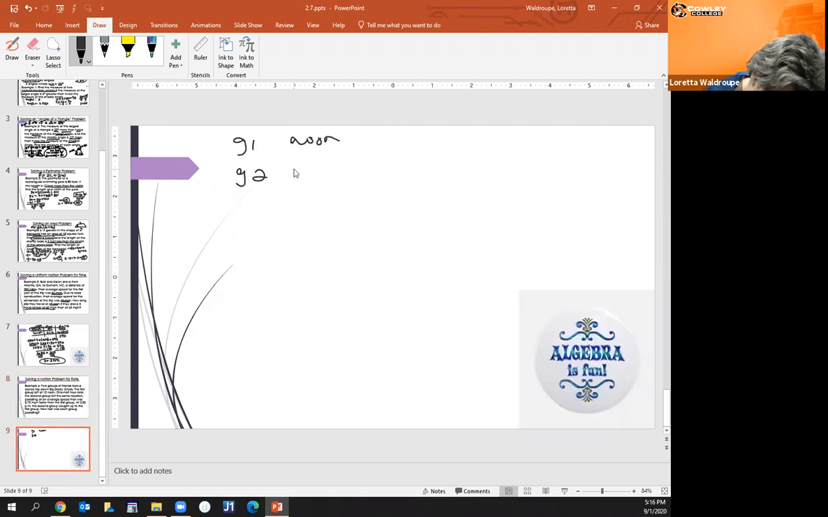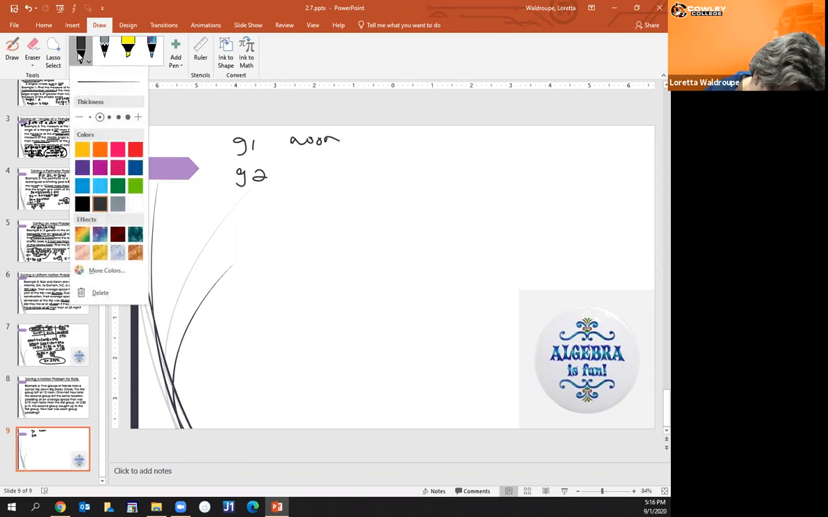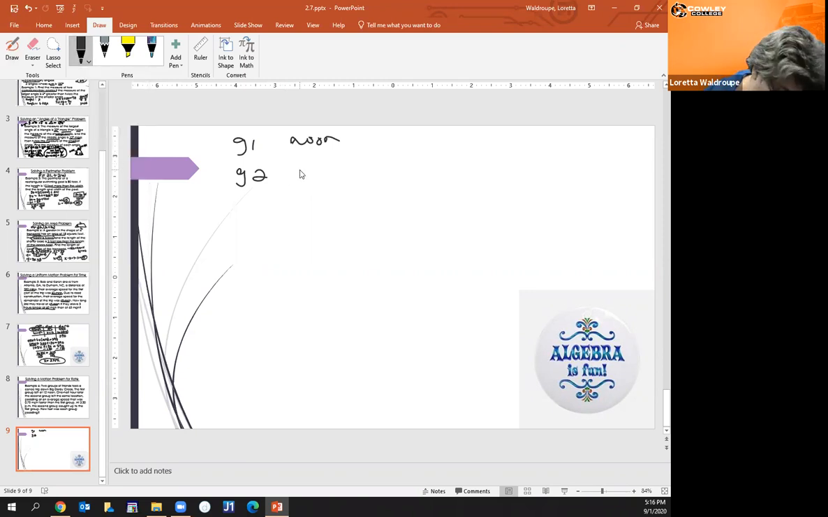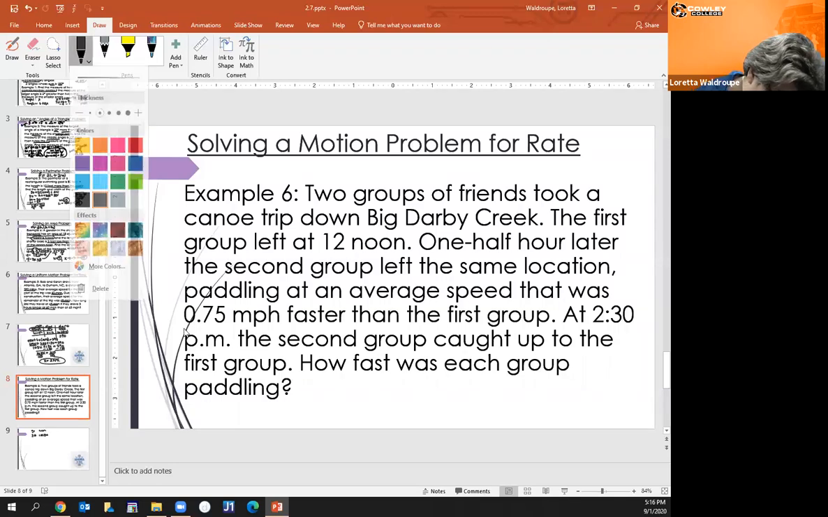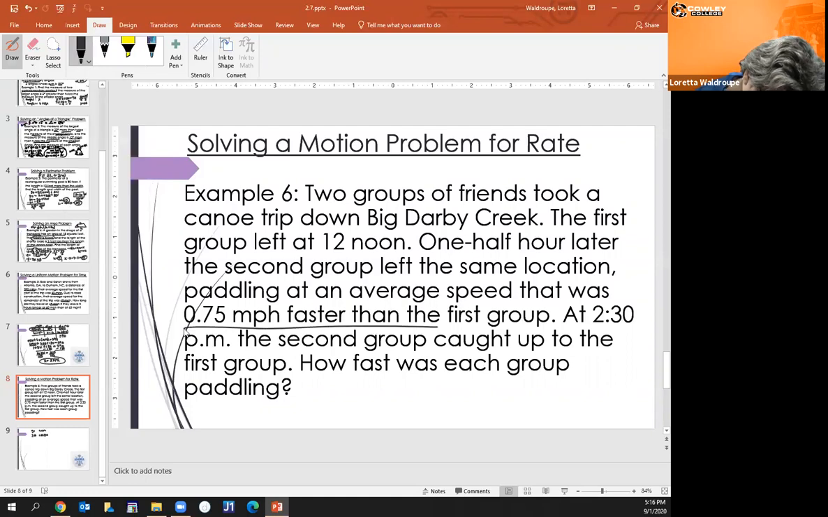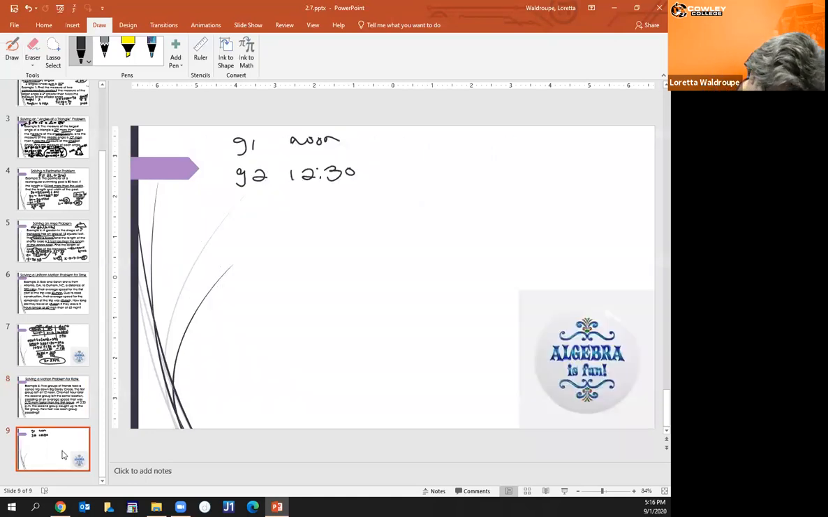So if it's a half hour later, that means this group left at 12:30, paddling at an average speed that was 0.75 miles per hour faster than the first group. At 2:30, the second group catches up to the first group. How fast will each paddle? So at 2:30, they catch up to each other.